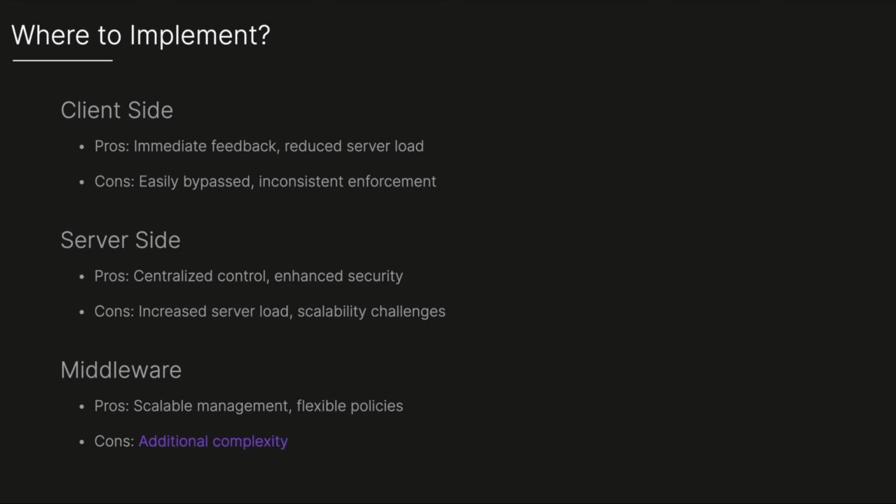The cons include additional complexity, so it introduces another component to manage and maintain within the system architecture, as well as potential bottlenecks, as if it's not properly scaled, the middleware itself can become a point of failure or congestion. So typically, middleware rate limiters are commonly used in large-scale systems, as well as within microservice architectures, and they come in the form of API gateways like AWS API Gateway to enforce rate limits, authenticate requests, and route traffic efficiently.